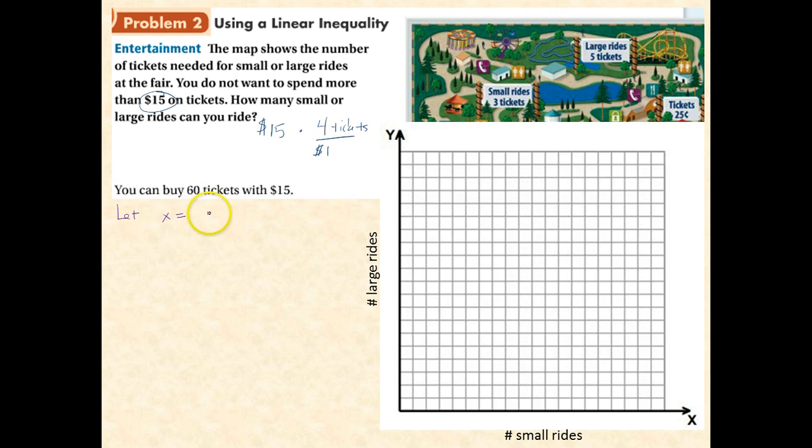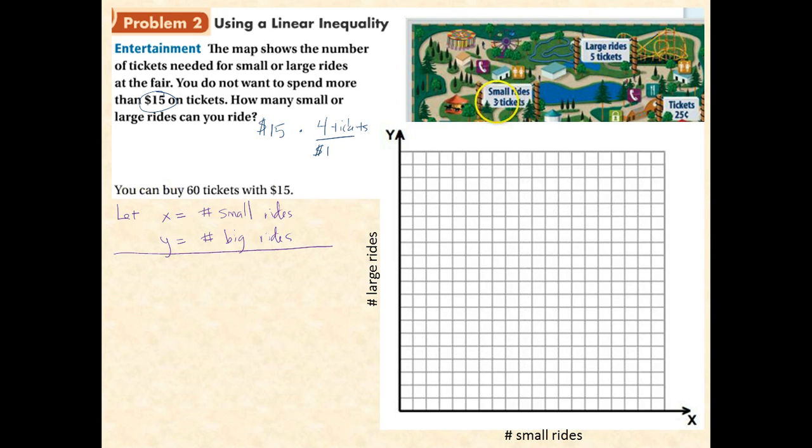Let's let the variable x represent the number of small rides we go on, and let y represent the number of big rides we go on. So then can we write some sort of inequality or equation that models this situation?